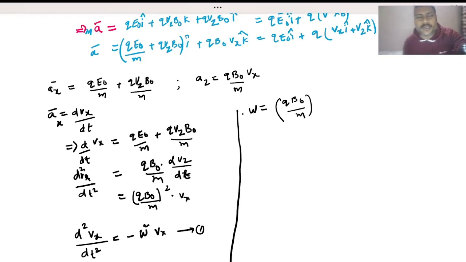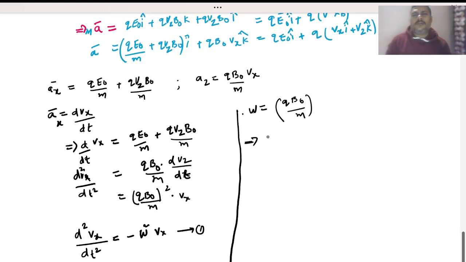In simple harmonic motion, acceleration is proportional to the displacement, which means the second derivative of displacement is equal to minus omega square x. That is one of the conditions for oscillation, right? So here also this Vx component is in oscillation. Now we'll prove the Vx equation, so we'll get the Vx derivation.